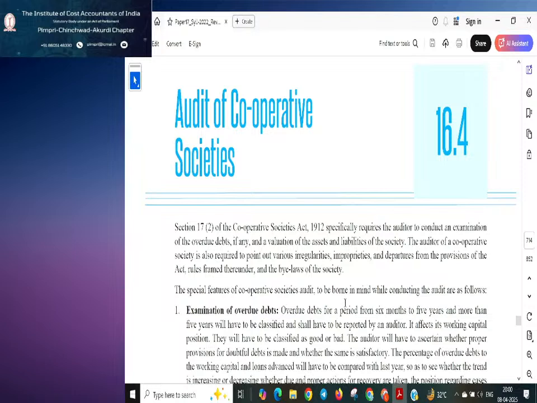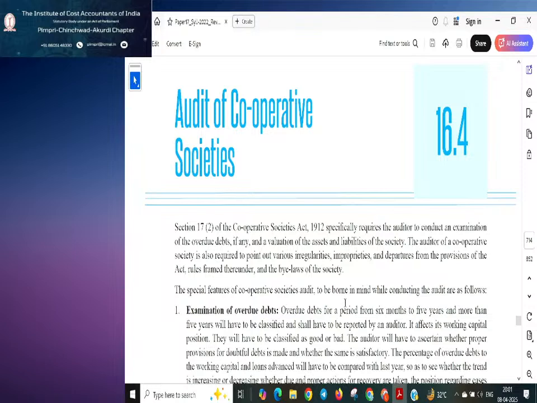Fine. So let's go through what the book says about the cooperative society. Here we will be going through some of the rules and regulations that the cooperative society rules say, which is new to us, which is not in the usual manner. So that we will go through.